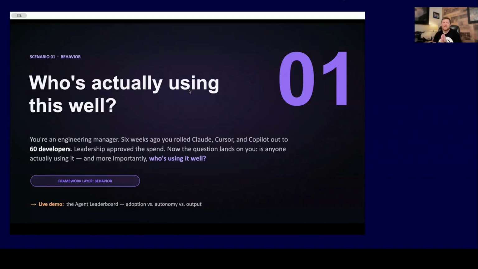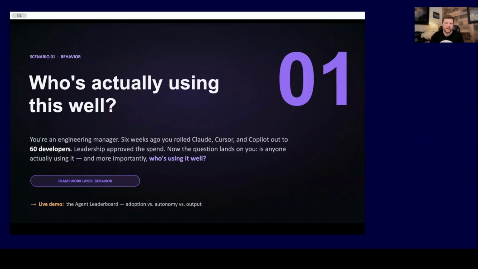All right, so first scenario. Here's the situation. Picture yourself as an engineering manager. Six weeks ago, you rolled out Claude Code, Cursor, Copilot to 60 developers. Leadership approved the spend, but it wasn't cheap. And now the question lands on you. Is anyone actually using these tools? And more importantly, who's using it well? Not who just turned it on, but who genuinely has been changing how they work. That's the difference between adoption and autonomy.